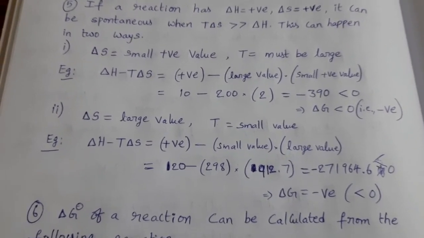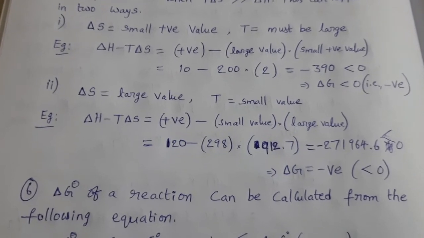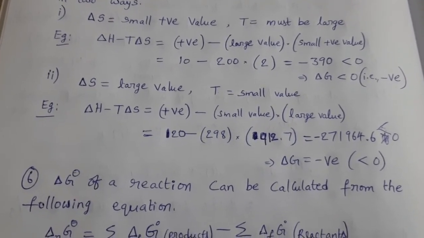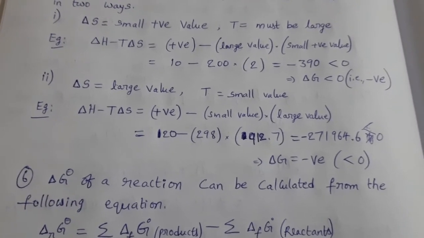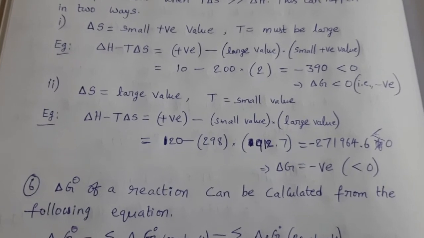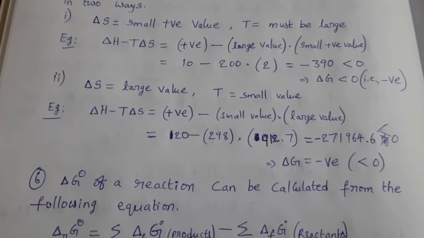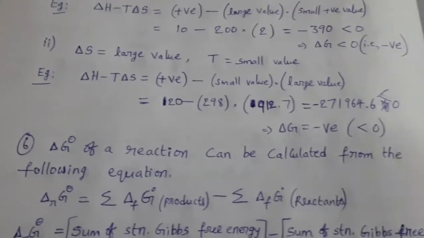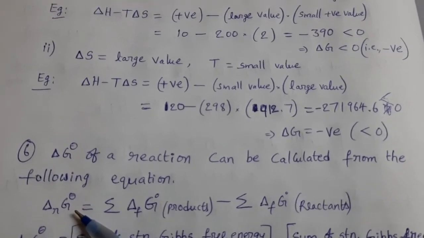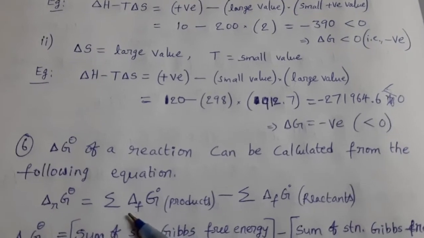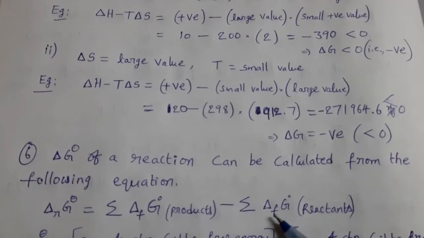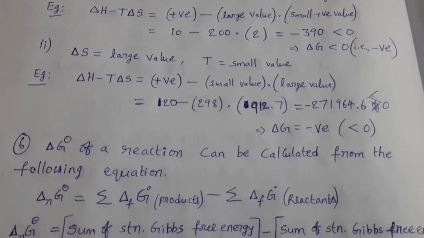Important, remember carefully. Delta G naught of a reaction can be calculated from the following equation. Delta G naught means standard free energy change of the reaction. Standard free energy change of the reaction, delta r G naught equal to sigma delta f G naught of the products minus sigma delta f G naught of the reactants.